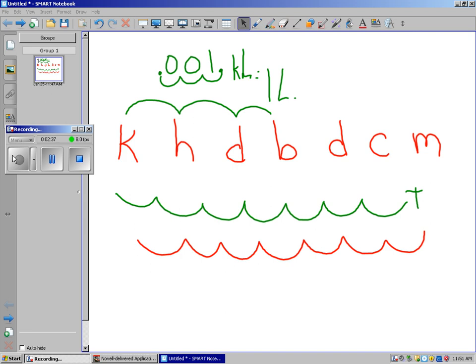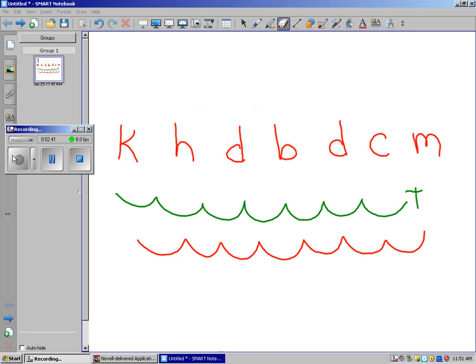So when you're moving to the left of the metric line, you are subtracting numbers. When you're moving to the right, you're adding numbers. It's getting larger. Let's try another one.